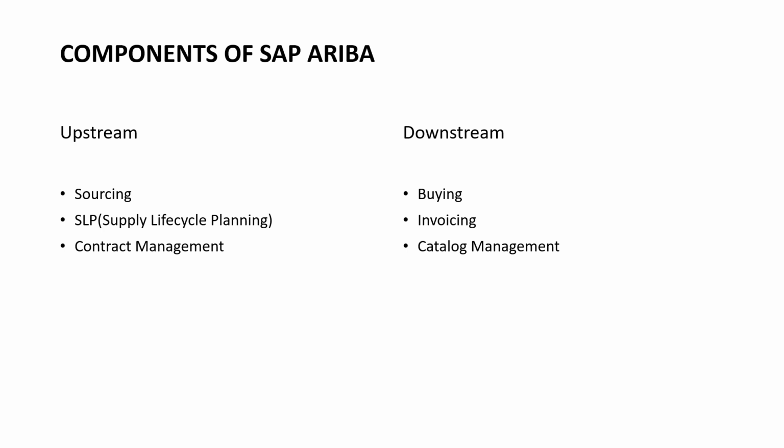And the third module is catalog management. A catalog is a descriptive list of goods and services available to buyers, and it includes information such as item descriptions and price, and can optionally include images. Catalogs are stored on the Ariba network. These are the modules of upstream and downstream.